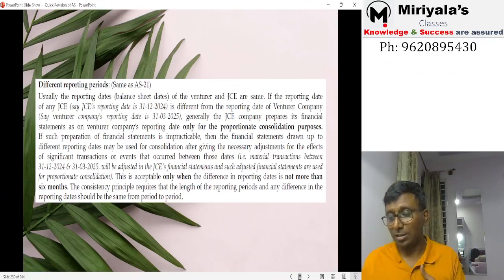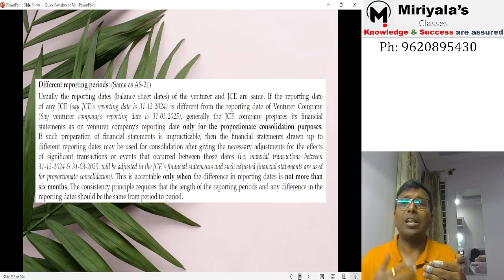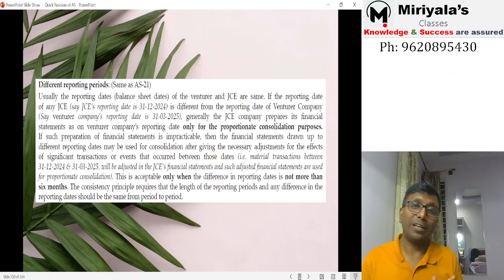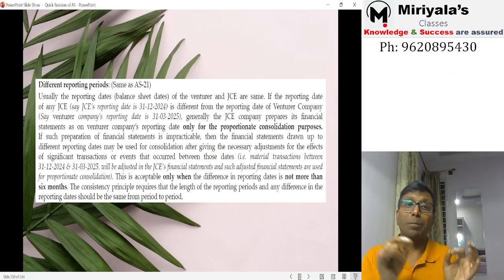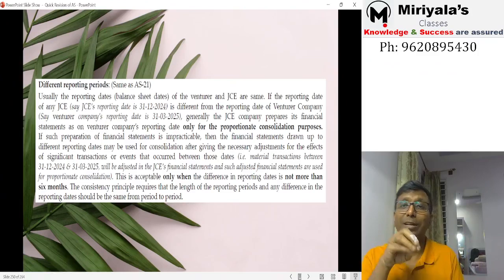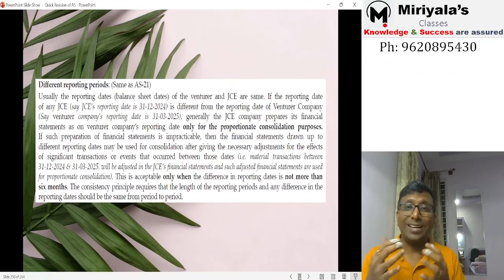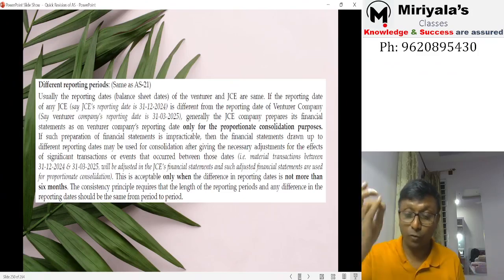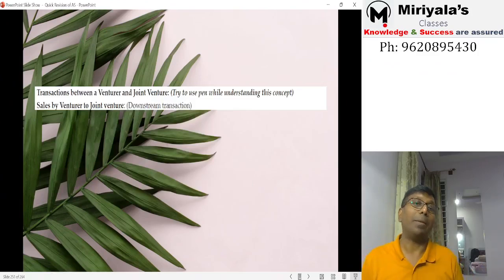Actually we should ask the other party to prepare as on the date of the venturer. If it is not practically possible, for whatever reason, then you can take it, but subject to adjustments for important items like related party material transactions. If something has taken place, then you have to adjust it. Then you follow the proportionate consolidation method.